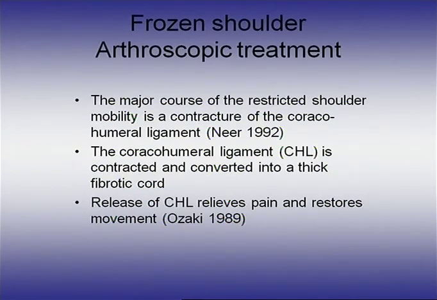Arthroscopic surgery has been more popular in the latest years. The major cause of restricted shoulder has been said to be a contracture of the coracohumeral ligament. It has contracted and converted into a thick fibrotic cord. And Ozaki in 1989 presented a study where he released the coracohumeral ligament and found pain relief and restored movement of the shoulder.